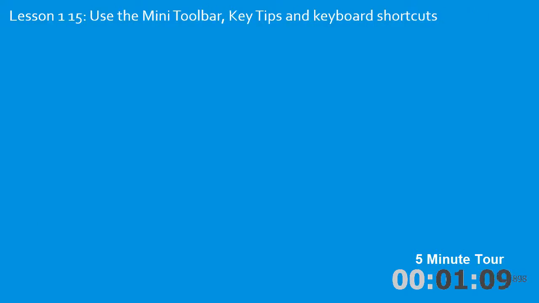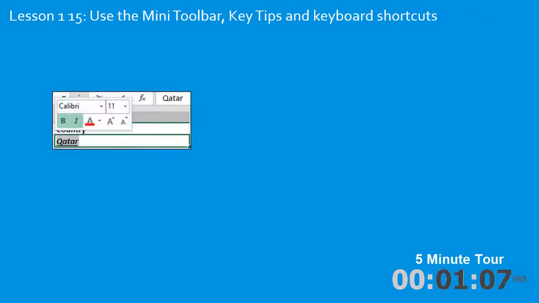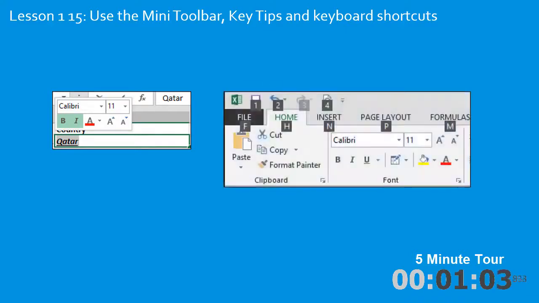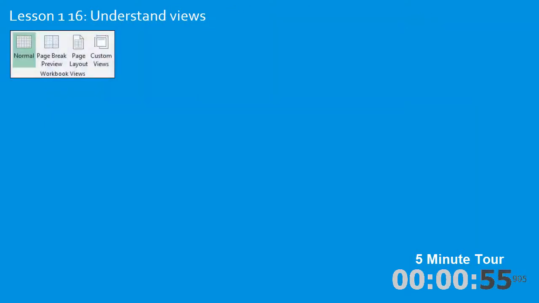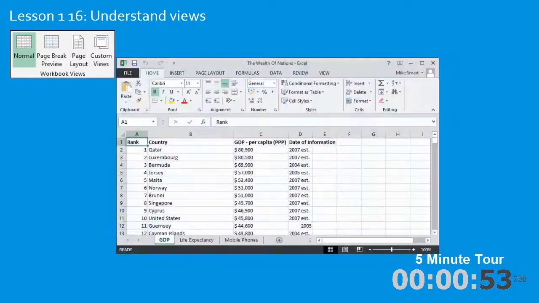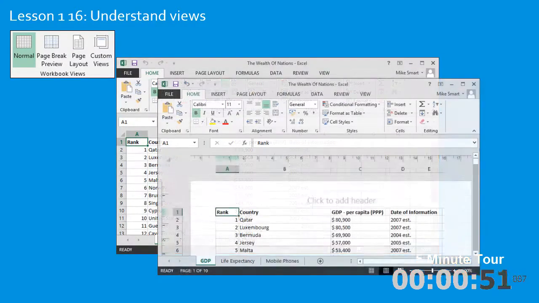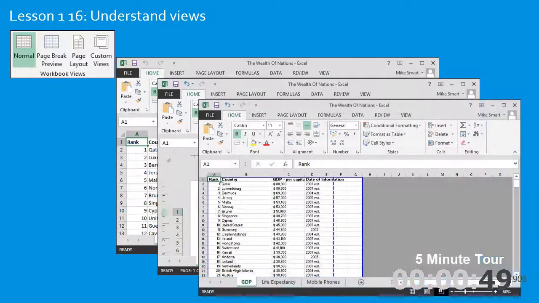Lesson 15 introduces the mini toolbar, a new way to quickly format text. Also, key tips, a way of quickly finding keyboard shortcuts. In Lesson 16, I'll introduce views. There's 3 views in Excel: the normal view, the page layout view, and the page break preview view. Each view is designed to make it easy to complete certain tasks.